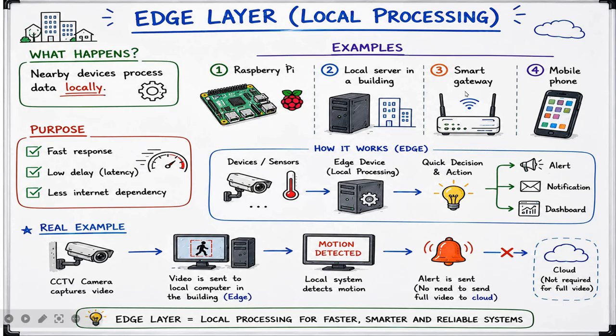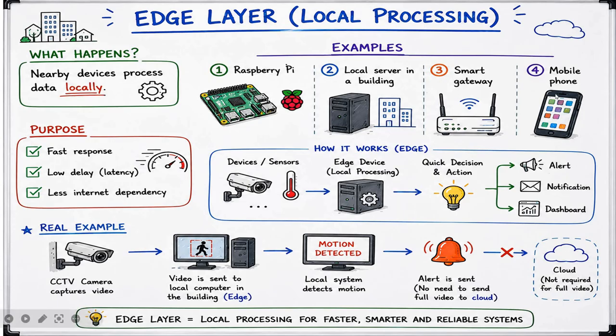Then comes the smart gateway, which acts as a bridge between the IoT devices and the internet, and it connects the devices using protocols like Wi-Fi, Zigbee, or Bluetooth. And the role of this smart gateway is to filter and aggregate the data, to convert the data formats, and also to perform some basic analytics. And it ensures only useful data goes forward.